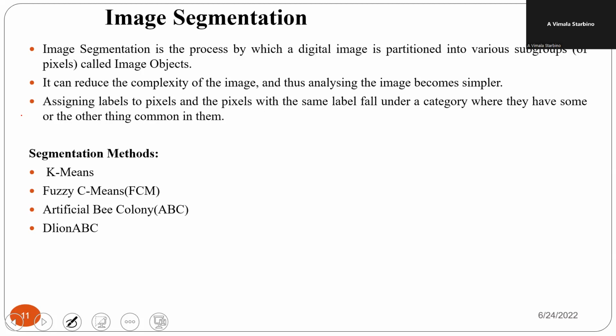If that is full, then name it as a lung region. Like that, we have to segment it. So in this way, we have to segment using this artificial bee colony. The drawback that I found in this artificial bee colony is that it is doing only local search.